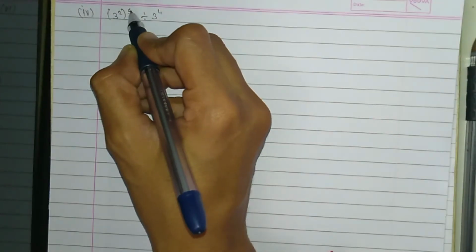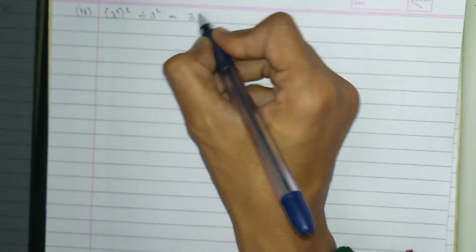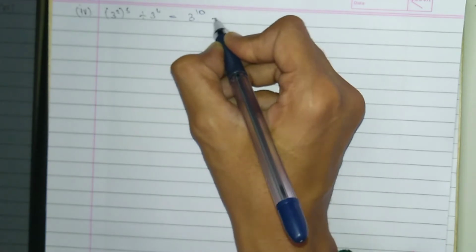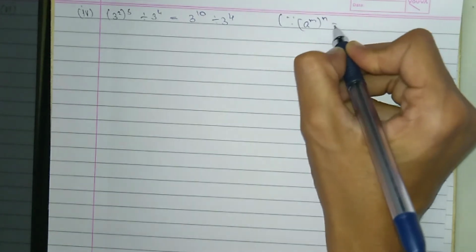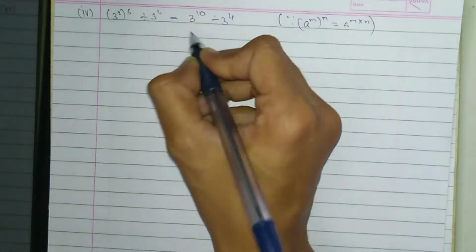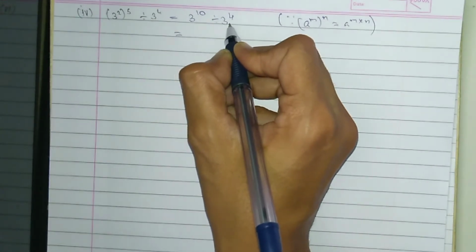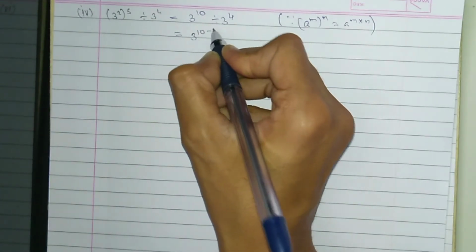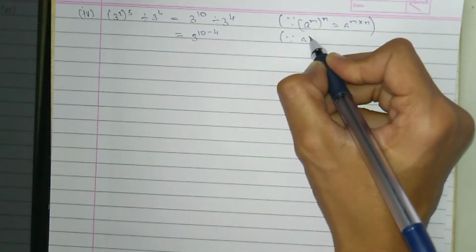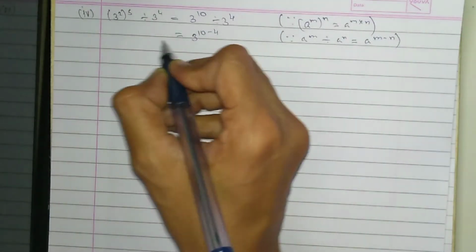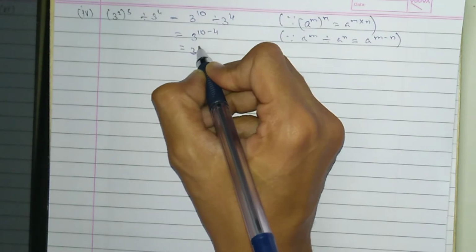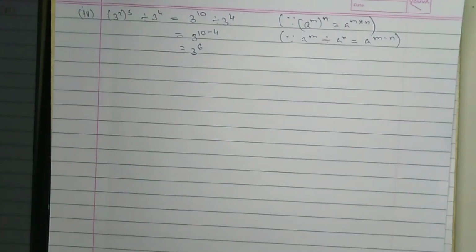So (a raised to m) raised to n equals a raised to m into n. Now (3 raised to 2) raised to 5 divided by 3 raised to 4. First of all we'll solve this. So 3 raised to 2 into 5 is 10, divided by 3 raised to 4. Which law are we using? (a raised to m) raised to n equals a raised to m into n. Which is equal to 3 raised to 10 minus 4, using a raised to m divided by a raised to n equals a raised to m minus n. So equal to 3 raised to 6 is the answer.